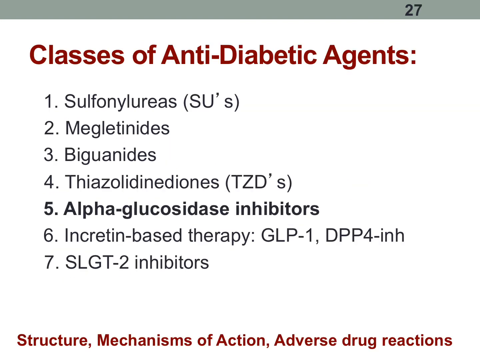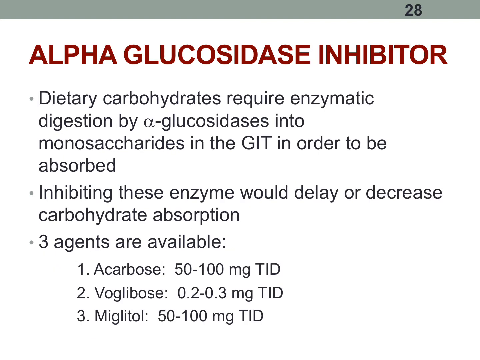So we're done with the insulin secretagogues and the insulin sensitizers, and now we go to the next set of drugs, the alpha glucosidase inhibitors. So these are inhibitors of the enzyme called alpha glucosidase. And the alpha glucosidases are enzymes that break down our complex dietary carbohydrates into monosaccharides in order to be absorbed. And so if you inhibit the digestion of these complex to simple sugars, then they will not be absorbed, or there will be a decrease in absorption.